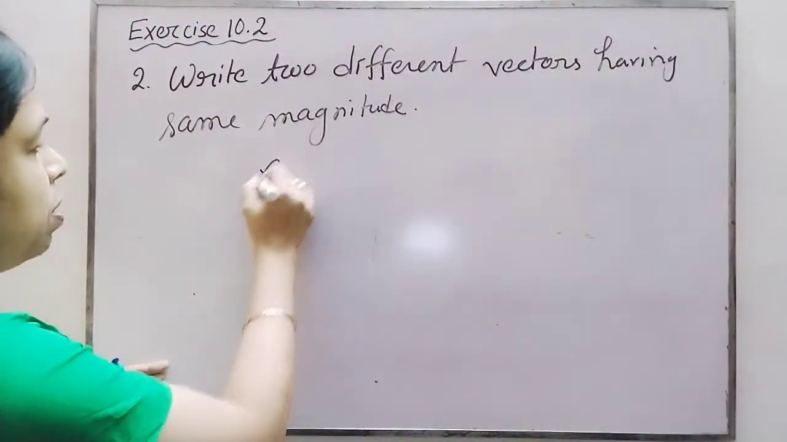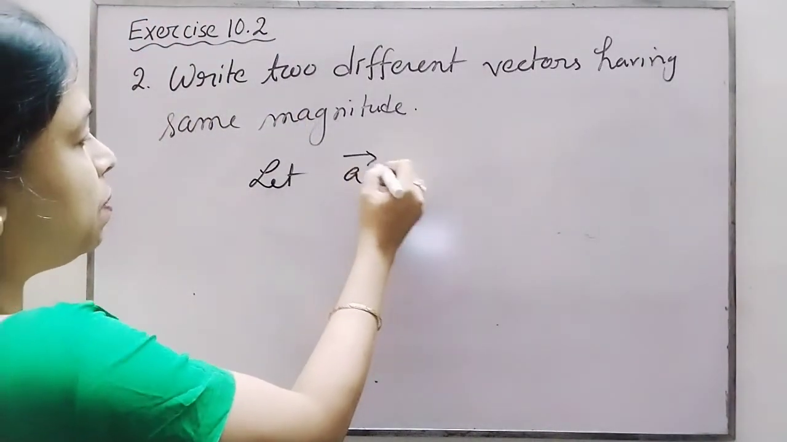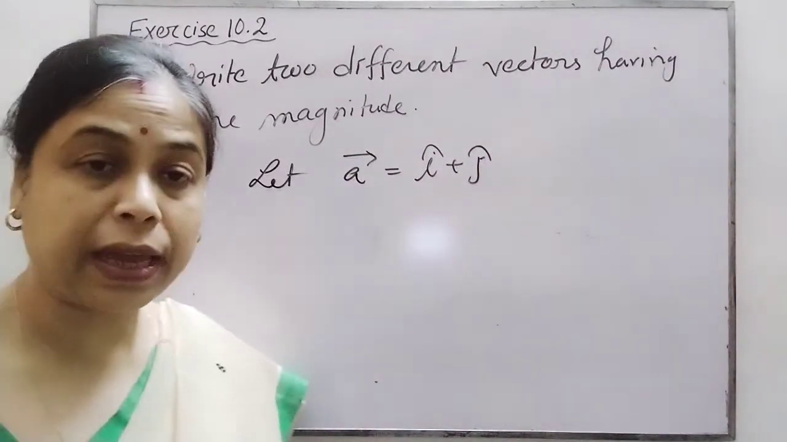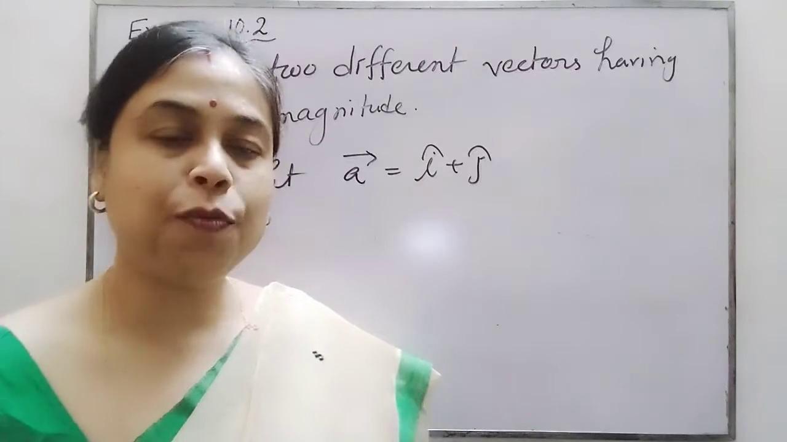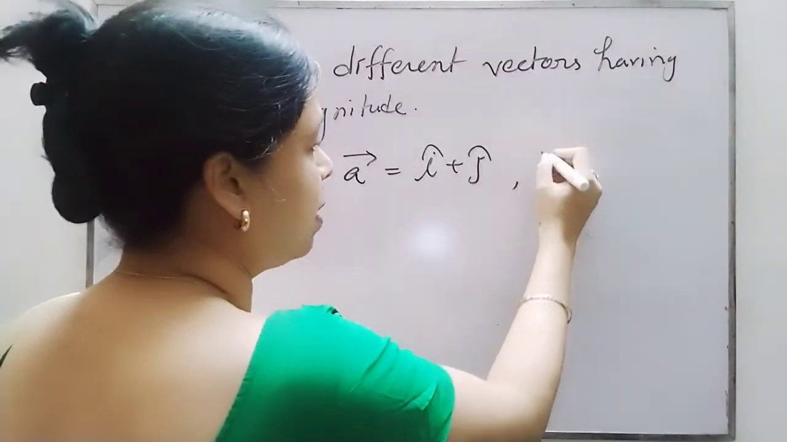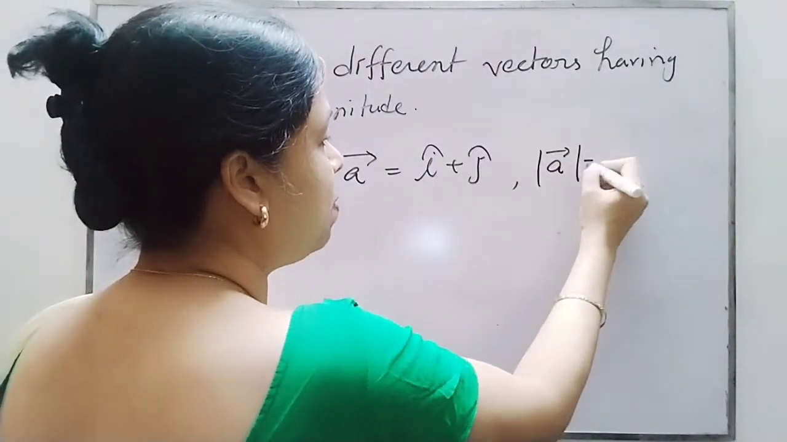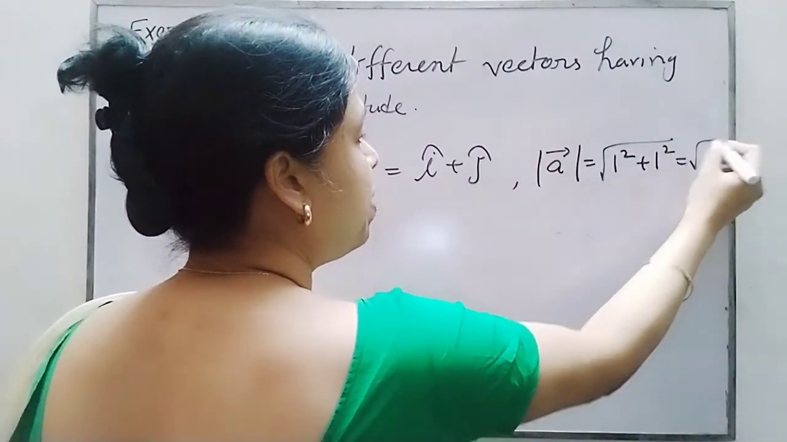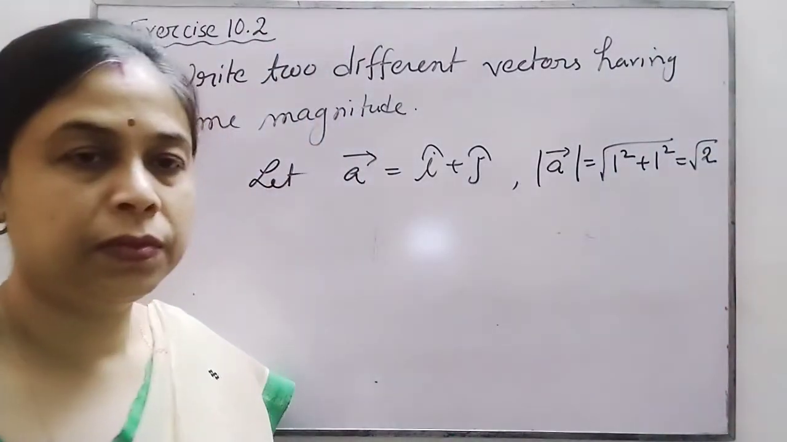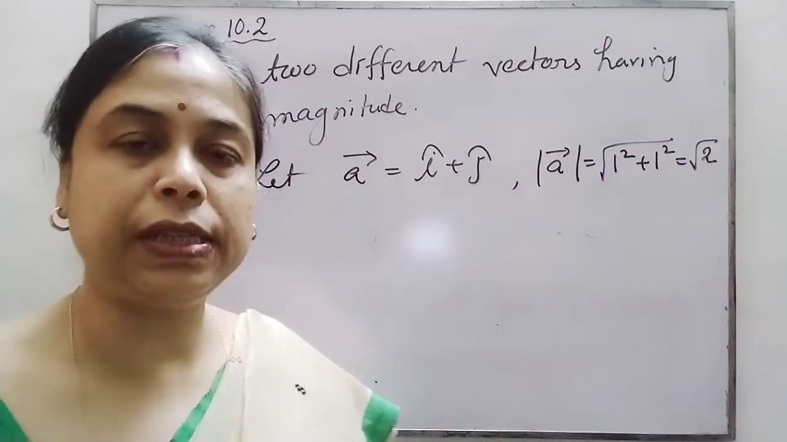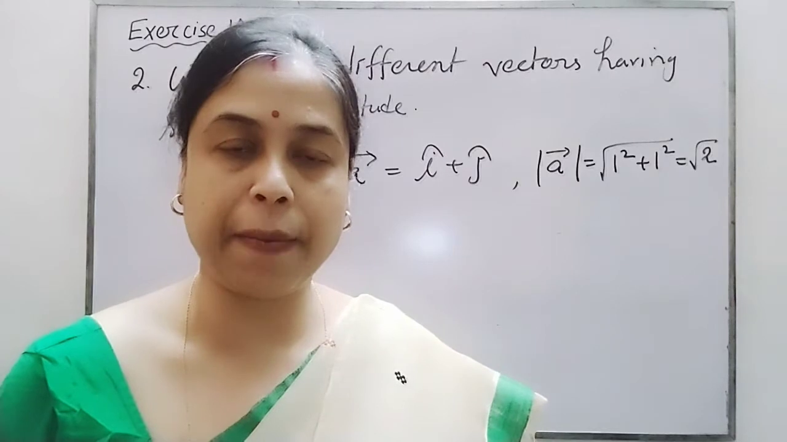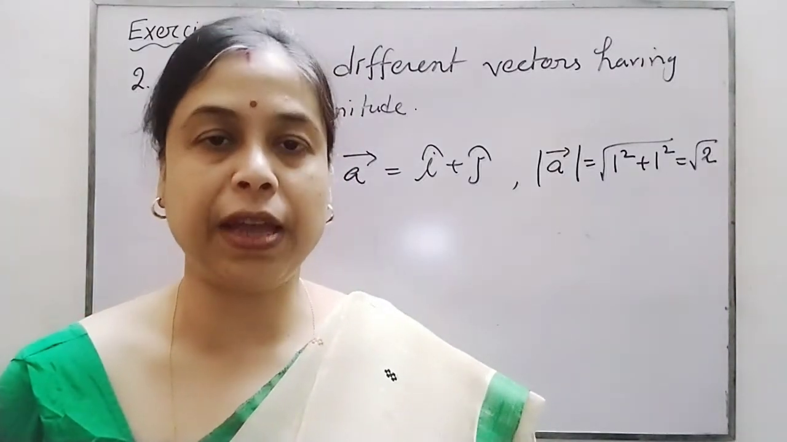Let us suppose a bar is equal to, I just consider a vector, say i cap plus j cap. Modulus of a bar is equal to root of i cap coefficient 1 square plus j cap coefficient 1 square. So we have got root 2. Now your aim is to select or find out another vector b bar which is different from a bar but its magnitude will be the same as a bar.